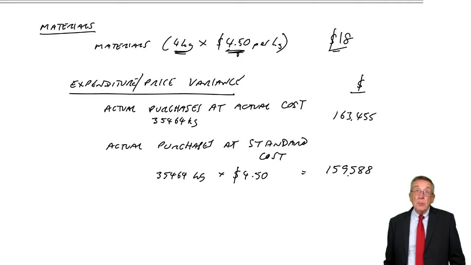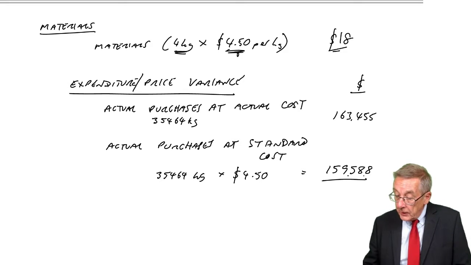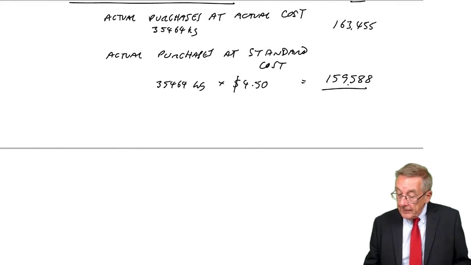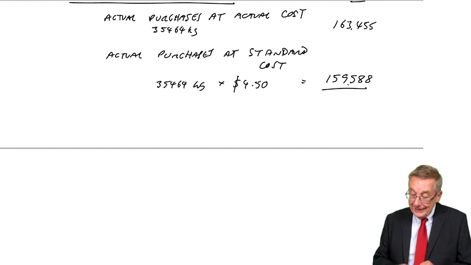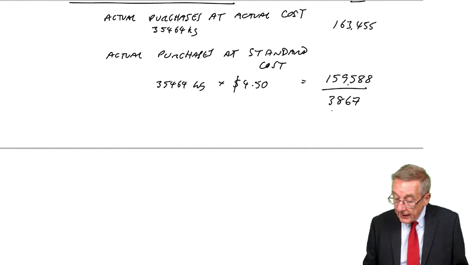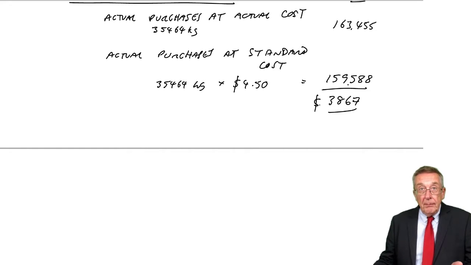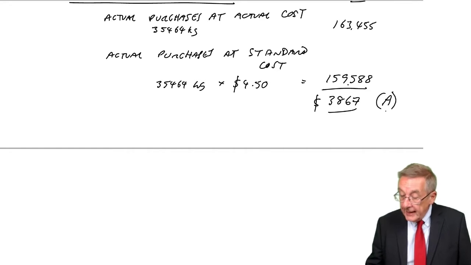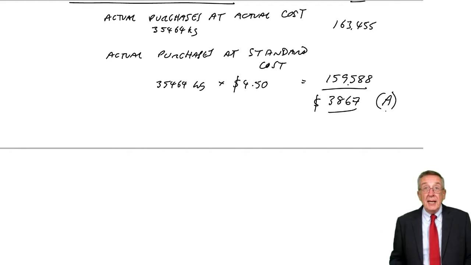So clearly, we've paid more than we should have done. We've been paying more than $4.50 a kilo. And how much on its own has that cost us? By paying too much per kilo, it's cost us an extra $3,867. And there is our variance, our expenditure price variance. We've paid more, and so it's adverse. Obviously, paying more ultimately means less profit. Well, that sorted that out. We did pay more than $4.50 a kilo.